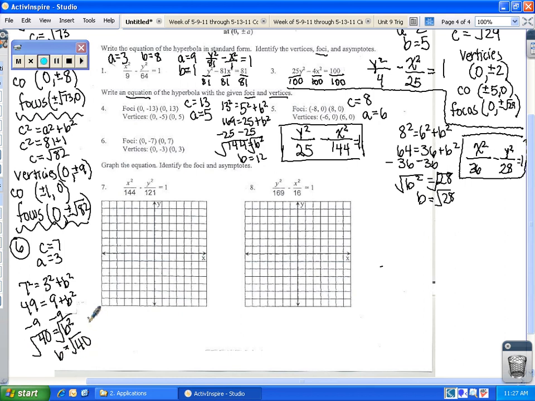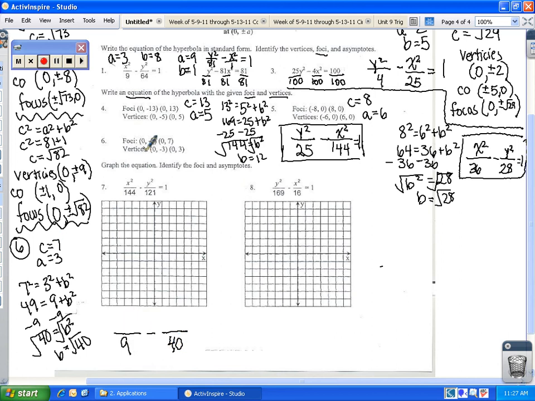Now, to write my equation, I have to decide what the A value goes with. Remember, A squared always goes on the bottom, so if you want to just go ahead with hyperbolas and set it up, A squared is 9, B squared is 40, because root 40 squared is 40. Now I have to decide, is this 9 associated with the transverse axis, or is 40 associated with the transverse axis? And what is the transverse axis, X or Y?